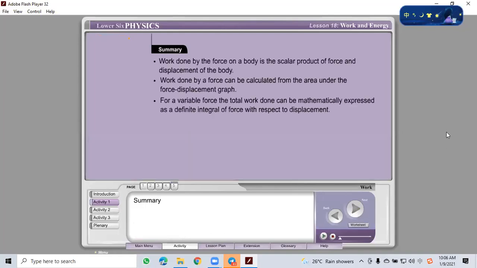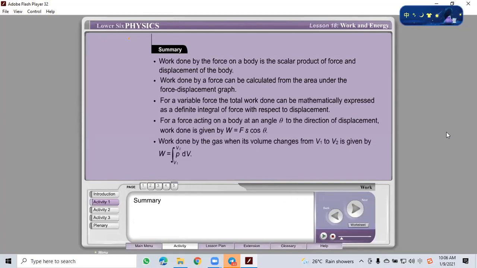Summary. Work done by the force on a body is the scalar product of force and displacement of the body. Work done by a force can be calculated from the area under the force displacement graph. For a variable force, the total work done can be mathematically expressed as a definite integral of force with respect to displacement. For a force acting on a body at an angle theta to the direction of displacement, work done is given by W equals Fs cos theta.